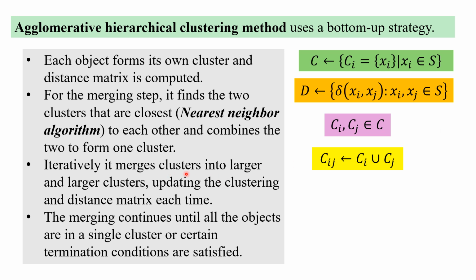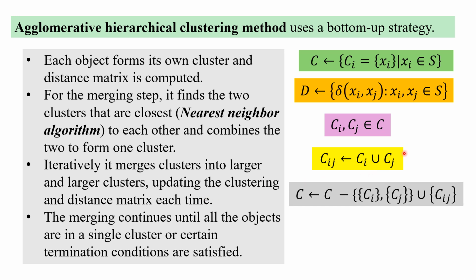So iteratively, it merges clusters into larger and larger clusters, updating the clustering. See, the clustering is updated. From the present clustering, we remove the two individual clusters and add the newly formed one. We also update the distance matrix, and this continues until either one cluster is obtained or a defined number of clusters, which was given as your target, is obtained. In fact, there can be other stopping criteria which we would discuss in future videos.